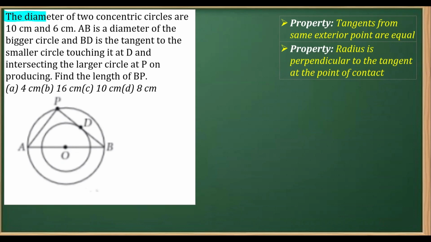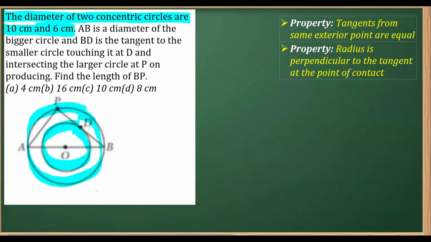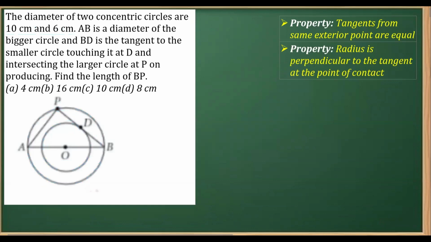Now coming to the question here: the diameters of two concentric circles are 10 and 6 centimeter. So there are two concentric circles. Well, what are concentric circles? Two circles having the same center and obviously different radii. So we are given two circles, and the diameter of the larger circle is 10, and for the smaller circle, it is 6 centimeter. AB is the diameter of the bigger circle, and BD is a tangent to the smaller circle, and D is the point of contact here.